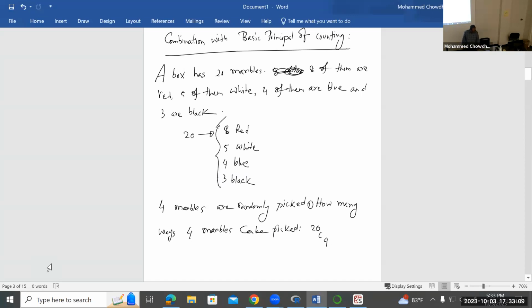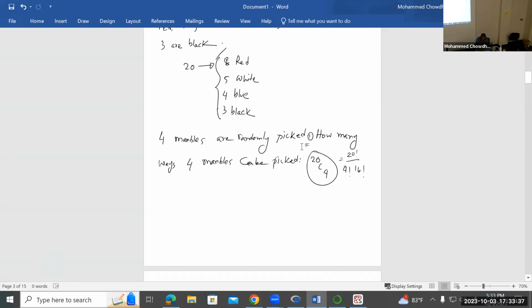So 20 choose 4. So the answer is how many ways 4 marbles can be picked? So this is the answer, okay? So that should be factorial 20 over factorial 4 and factorial 16. So this is the answer, okay? So now after this, let me do number 2.